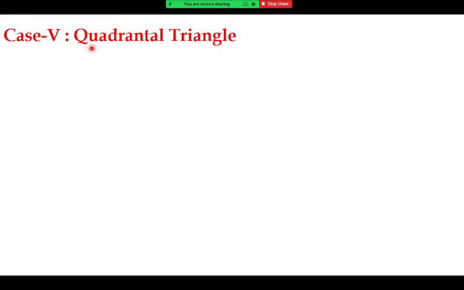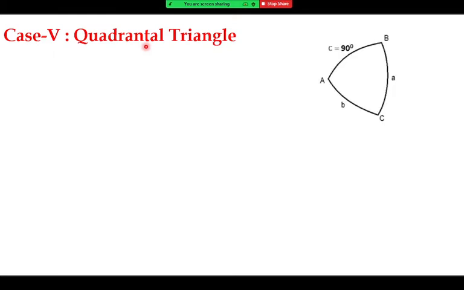We know the word quadrant. Quadrant means it is a 1/4 part of the plane. Indirectly, it is up to 90 degree again. Okay, so a quadrantal triangle is a triangle in which one of the sides is 90 degrees. If any one side of a triangle is 90 degrees, that triangle is known as a quadrantal triangle.